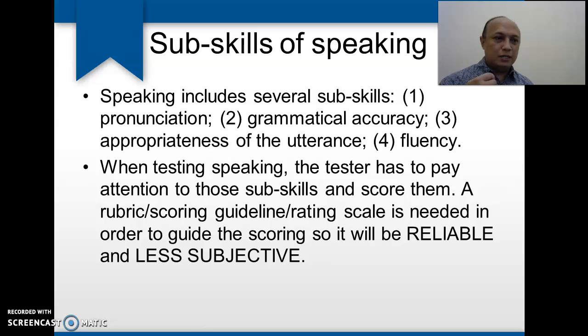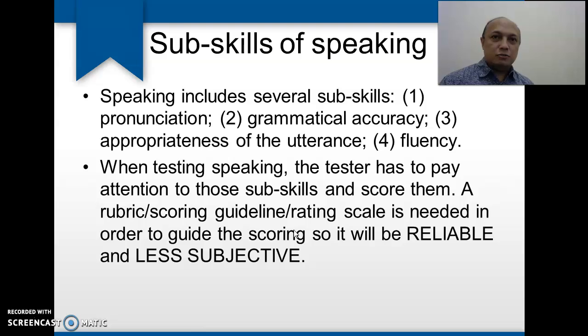You have to pay attention to how the test taker pronounces words, whether his or her utterance is grammatical, and whether his or her utterance is appropriate, and whether he or she speaks fluently. So if you are a tester, you have to concentrate on those sub-skills. Why? Because then you need to score them. This is important because it's language testing. You need to score them.